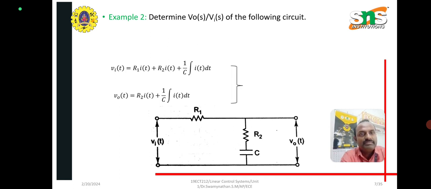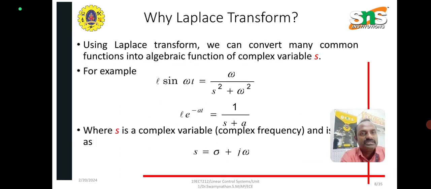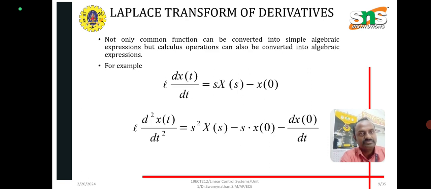Next we will apply the Laplace transform. Why are we using the Laplace transform? For common functions, L of sine omega t is equal to omega by s squared plus omega squared. L of e to the power minus at is 1 by s plus a. Here s is equal to sigma plus j omega, which is the complex form. For derivatives, L of dx of t by dt is s into X of s minus x of 0. And for the second derivative, we substitute s squared X of s minus s into x of 0 minus dx of 0 by dt.